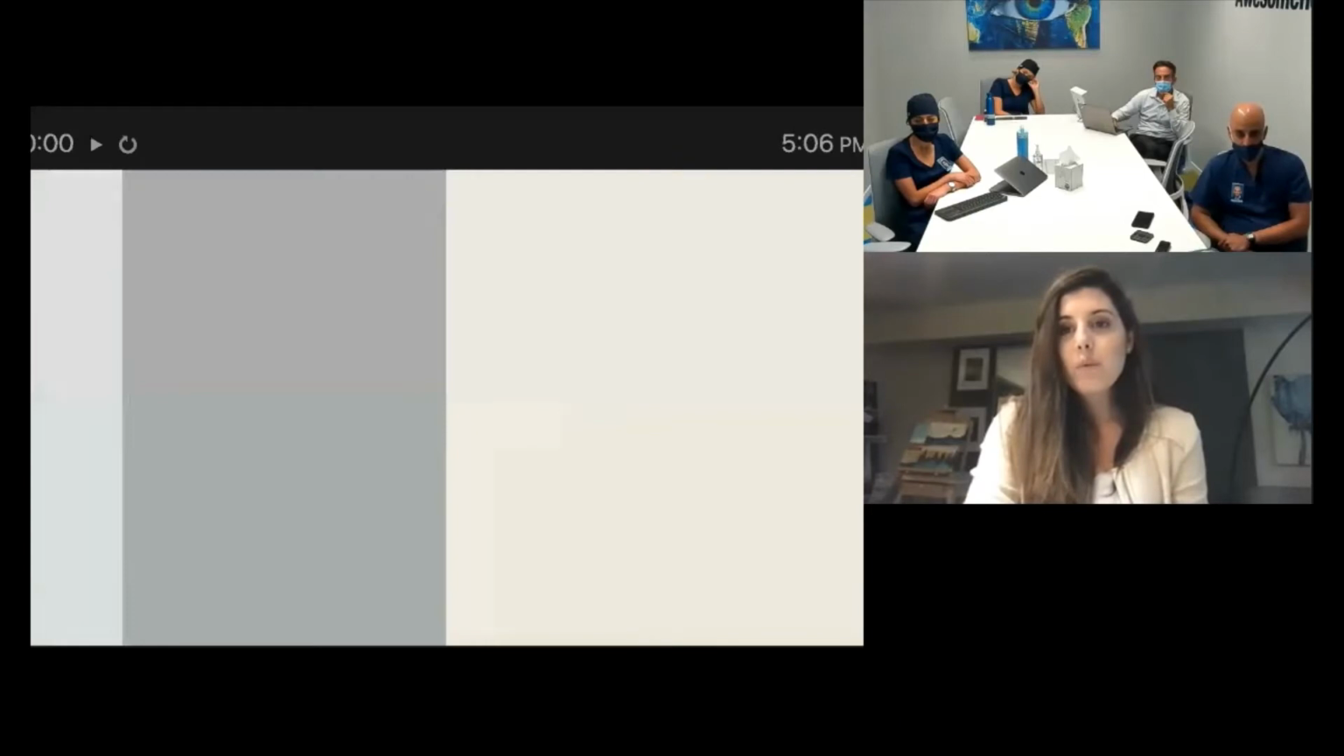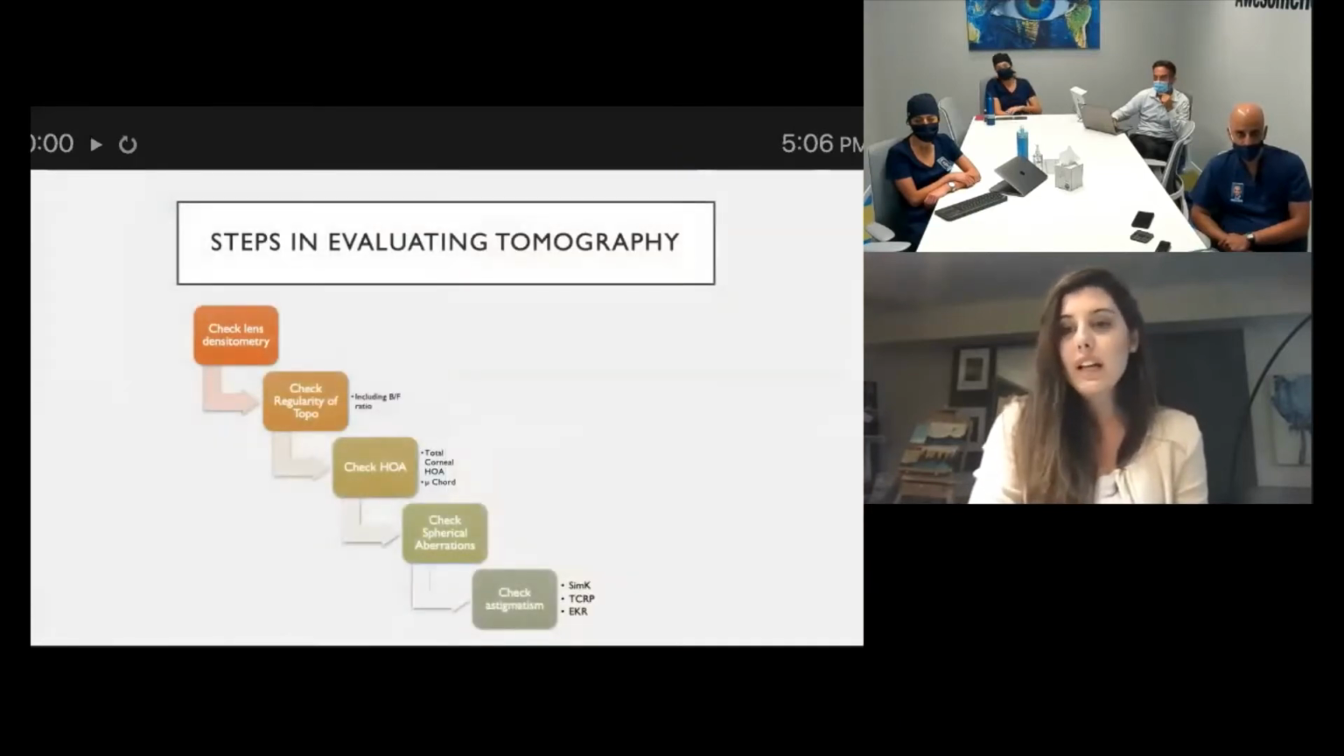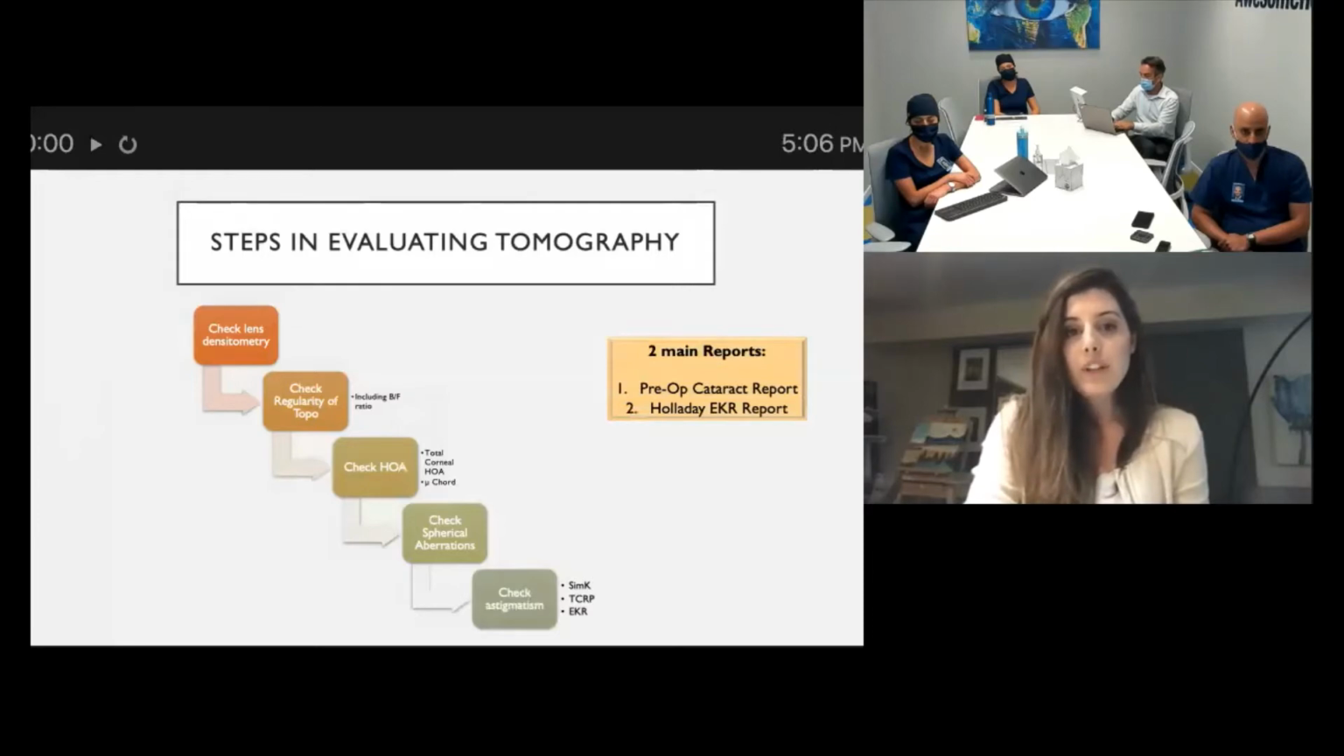So we're going to look at a step-by-step approach to evaluating tomography. We're going to check lens densitometry, the regularity of the topography, higher order aberrations, spherical aberrations, and last but not least, astigmatism and corneal power calculations. And we're going to use two main reports that are available to us in all Pentacam machines, which are the pre-op cataract report and the Holladay EKR report. And we're going to talk a little bit about each one of them.